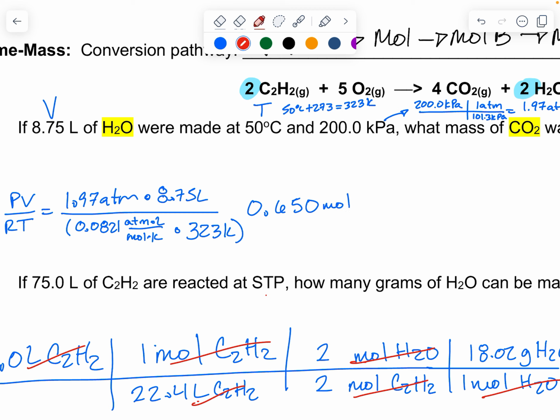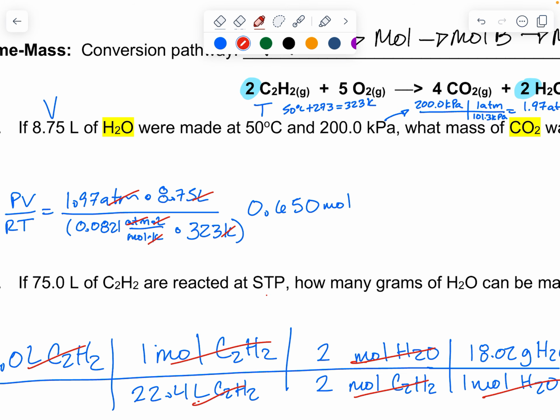Let's cancel some stuff out here. Atmospheres divided by atmospheres, liters divided by liters, Kelvin divided by Kelvin. And what we're left with is 1 over 1 over moles, which is going to turn into moles. What we're dealing with here is 8.75 liters of, I should say, water, right? That was given there, 8.75 liters of water. So this can be moles of water.